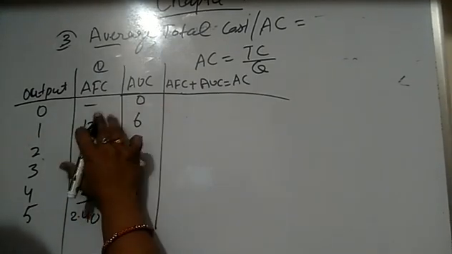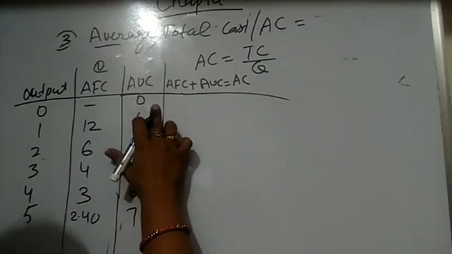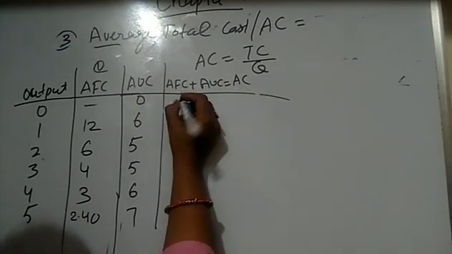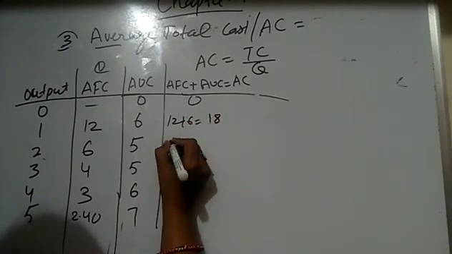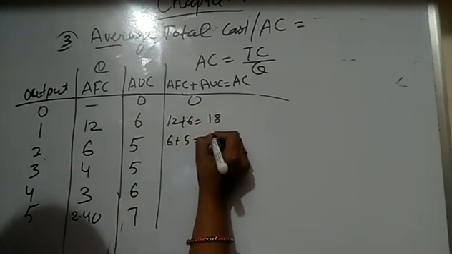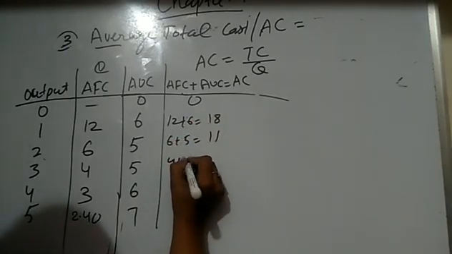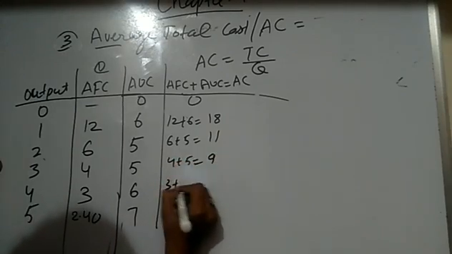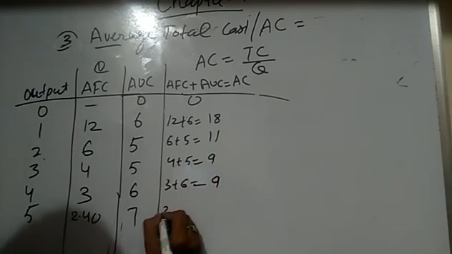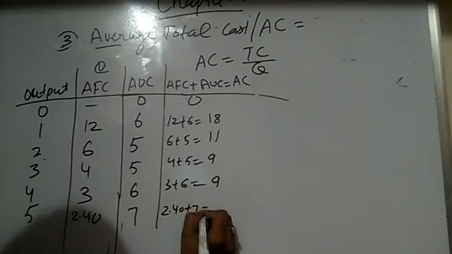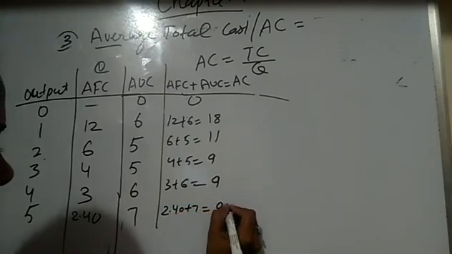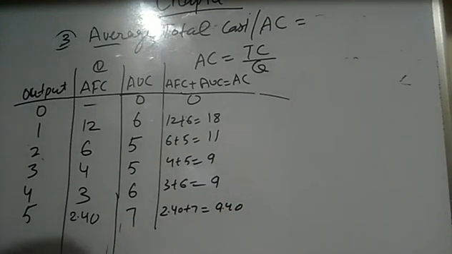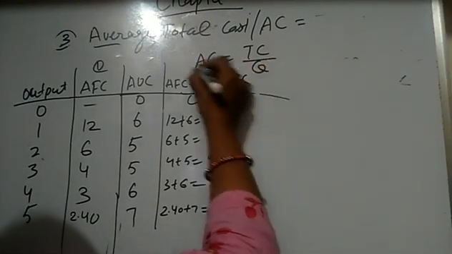Now combining these average fixed cost and average variable cost, we can find average cost. So first is 0, then 12 plus 6 is 18, 6 plus 5 is 11, 4 plus 5 is 9, 3 plus 6 is 9, 2.40 plus 7 is equal to 9.40.